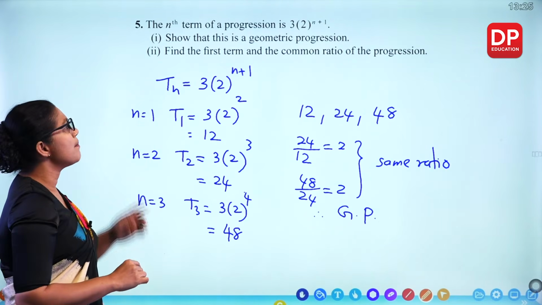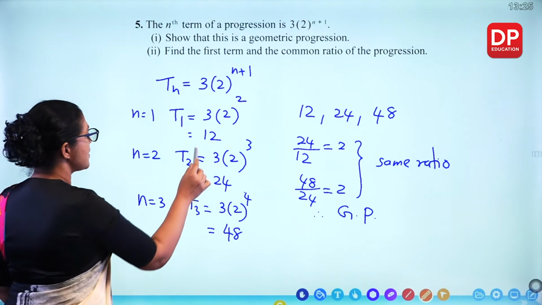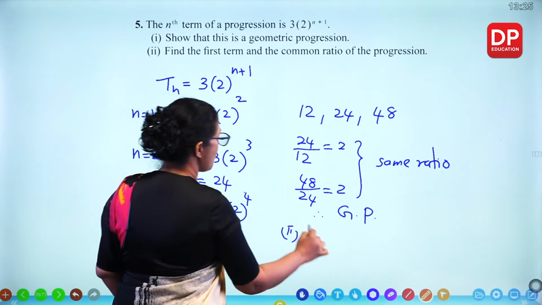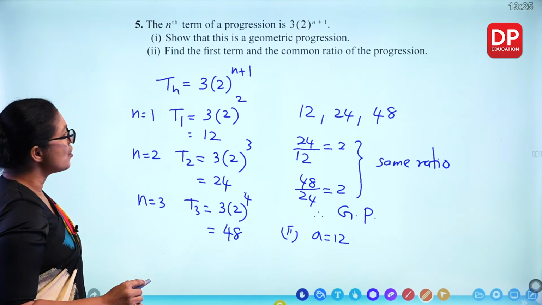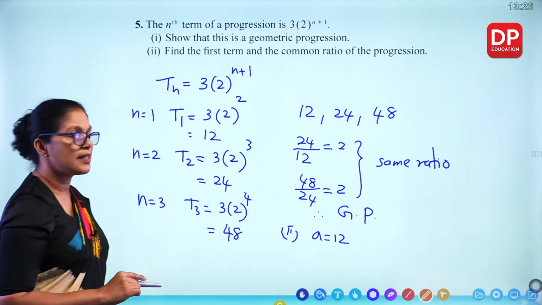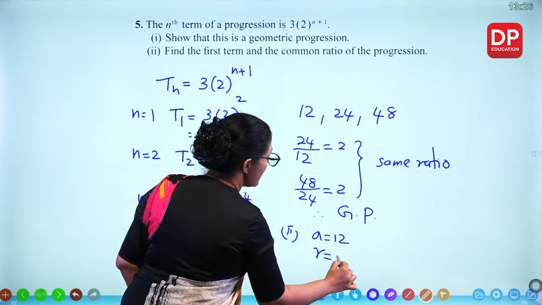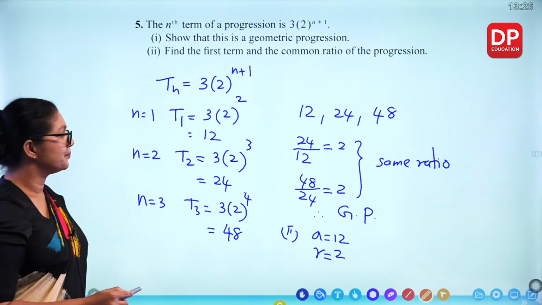Find the first term and the common ratio of the progression. We found out the first term. What's the first term? First term is 12. How can we find out the common ratio? Here, we use the terms. So what's the common ratio? Common ratio is 2 for this geometric progression.